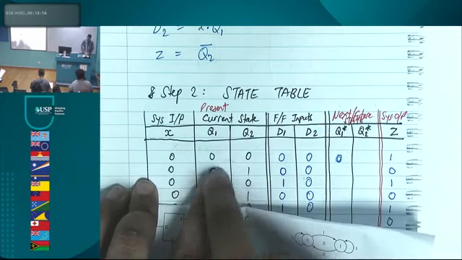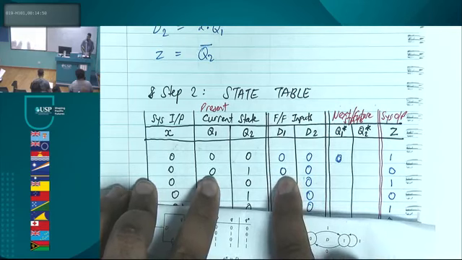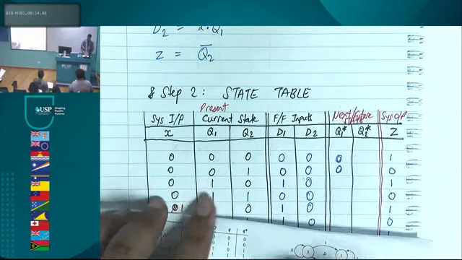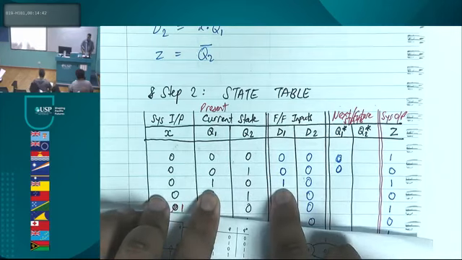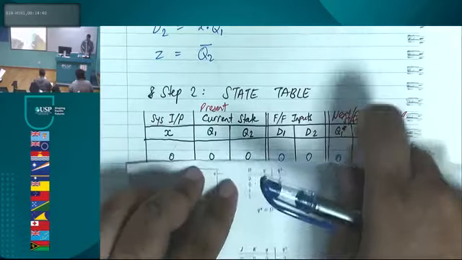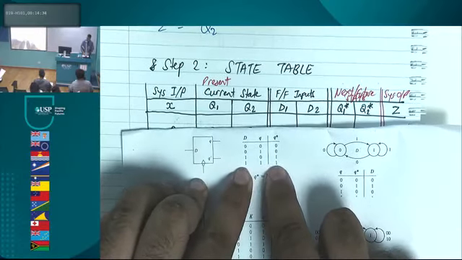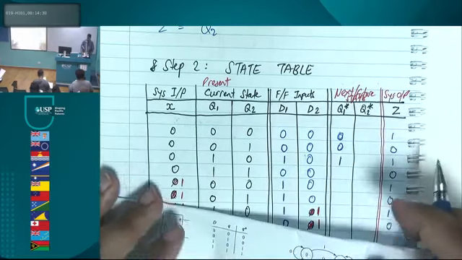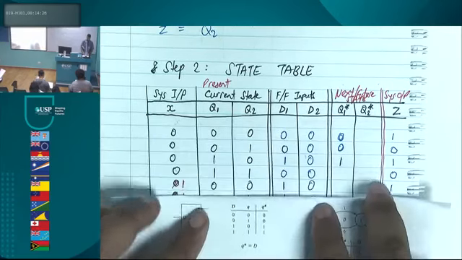Q1 current state is 0, D1 flip-flop input is 0. Again, 0, 0 will be 0. Q1 current state is 1, D1 is 1. Let's come here, 1, 1. Q star will give you 1. Look at the table I'm referring to. It's the characteristic table.